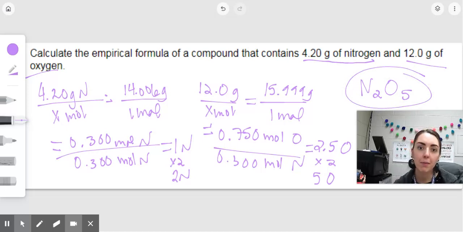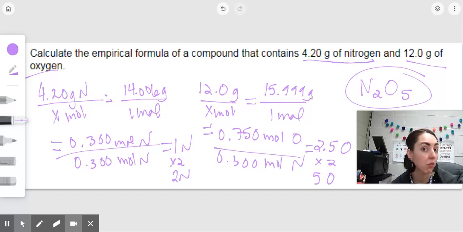Remember, empirical formula means the simplest formula. It's not always the formula that the molecule actually is, because sometimes molecules exist in not simplest form, but it is the simplest form of the combination of atoms.